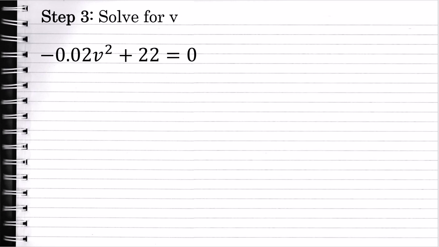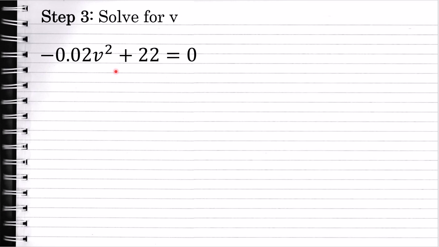Step 3 is the final step in this problem, and it is where we take the equation we wrote in step 2 and solve for v. We are done with the calculus part of this problem. All we have to do is solve this fairly simple quadratic equation. We don't need the quadratic formula. The simplest way to solve this equation is to isolate v squared and take the square root of both sides.